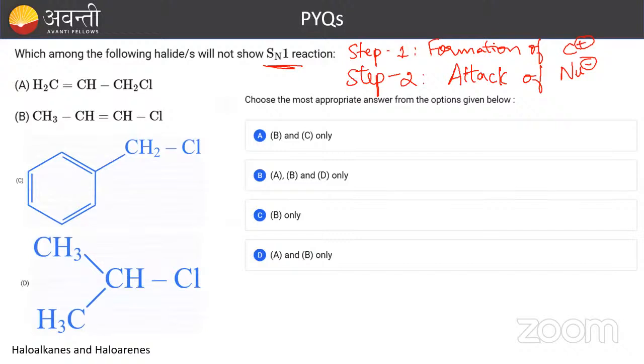So straight away, Madhukar is going for option C. Yes. Option C is the correct answer. But why is option C the correct answer?